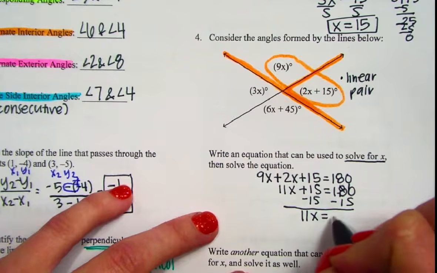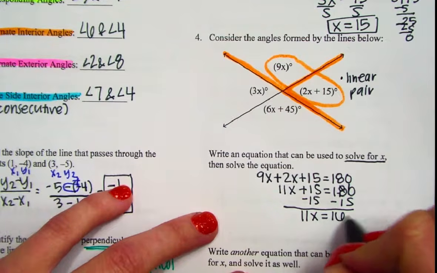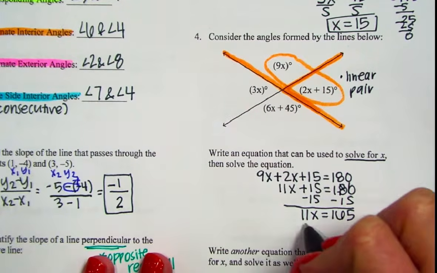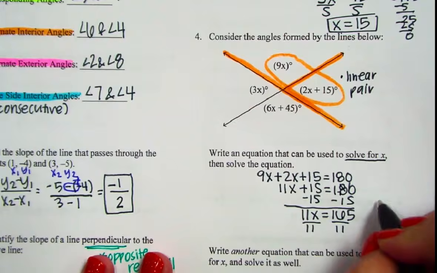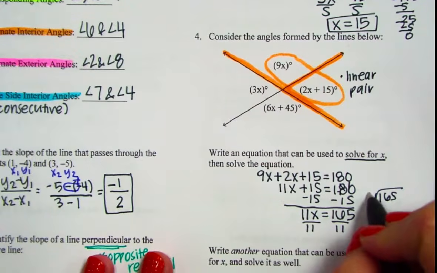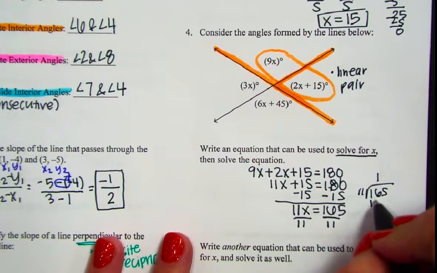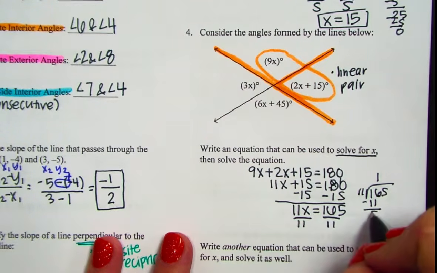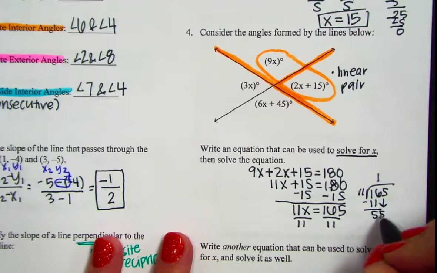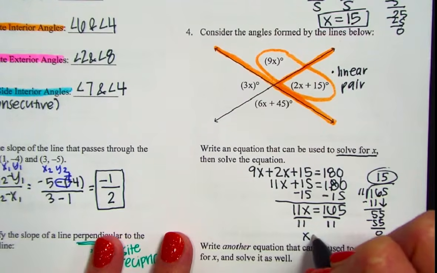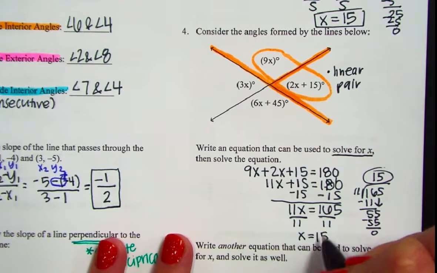So 11x is equal to 165. Then dividing both sides by 11. 165 divided by 11. 11 goes into 16 one time. 1 times 11 is 11. Subtract and bring down. 55 divided by 11 is 5. Multiplying, no remainder. So x is equal to 15.